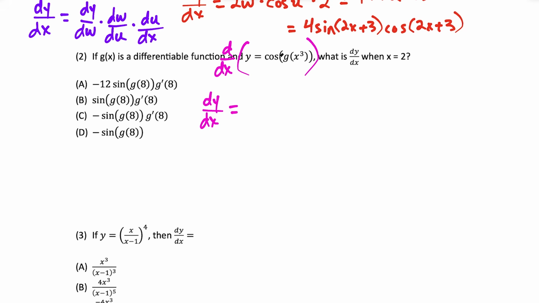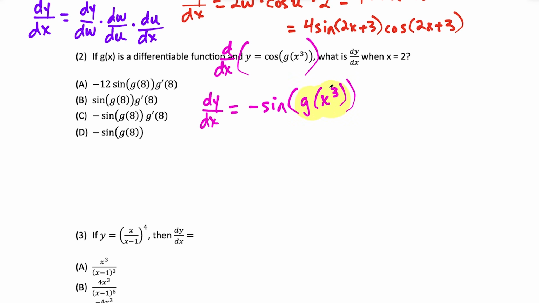And notice we have a composition of 3 functions. So we're going to start with the derivative of the outermost function, which is cosine. So we have negative sine, and now we keep the inside the same. We have g of x to the third. So that's our innermost part here. And now we have to multiply everything by the derivative of the inside.